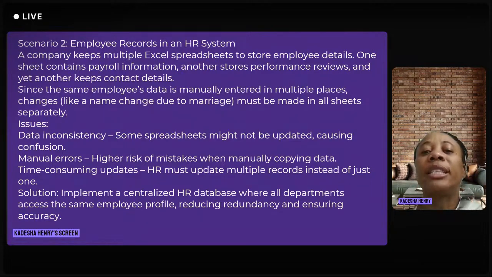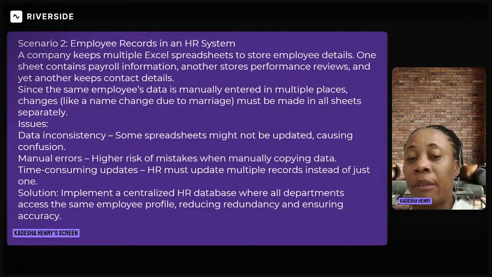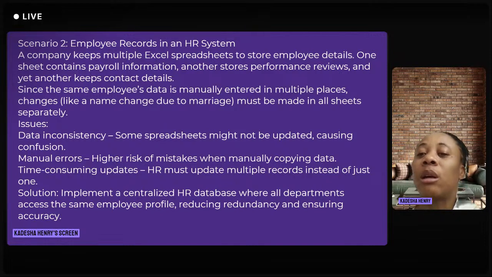Employee records in an HR system. A company keeps multiple Excel spreadsheets to store employees' details. One sheet contains payroll information, another stores performance reviews, yet another keeps contact details. Since the same employee data is manually entered in multiple places, changes like a name change due to marriage must be made in all these sheets separately, right?